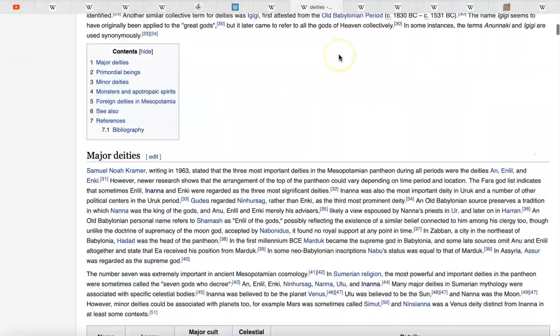I'm sorry. So, see, I've got 14 tabs open, and I'm having trouble keeping them all straight. But, okay, so I still haven't told you what I'm here to tell you.